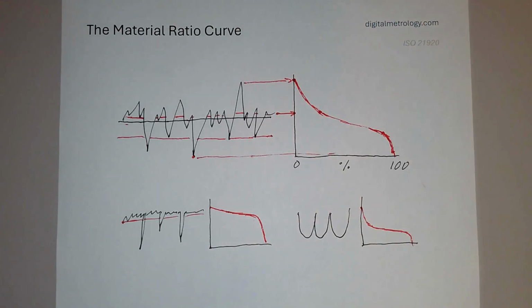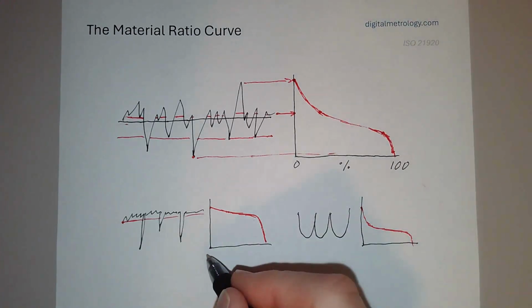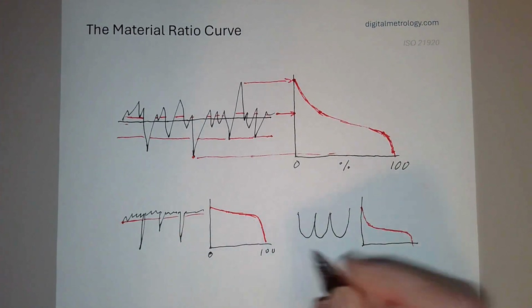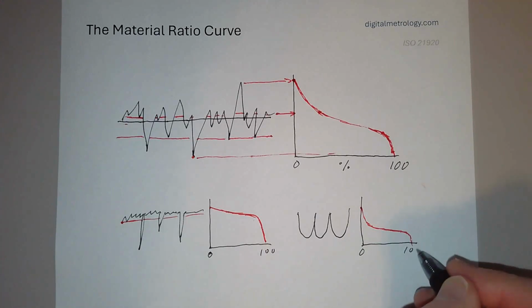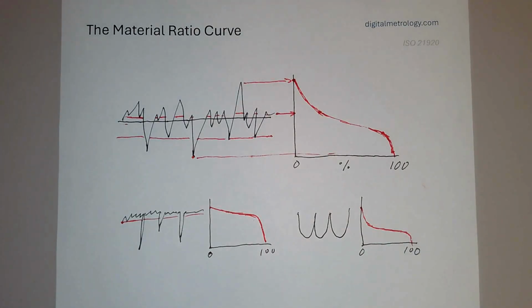So the material ratio curve is a way of representing at varying depths how much material do I encounter from 0 to 100%. Now we're going to use this curve, we're going to use the shape of this curve to create some parameters. So this will serve as the basis for some of the parameters you'll be seeing throughout the library.